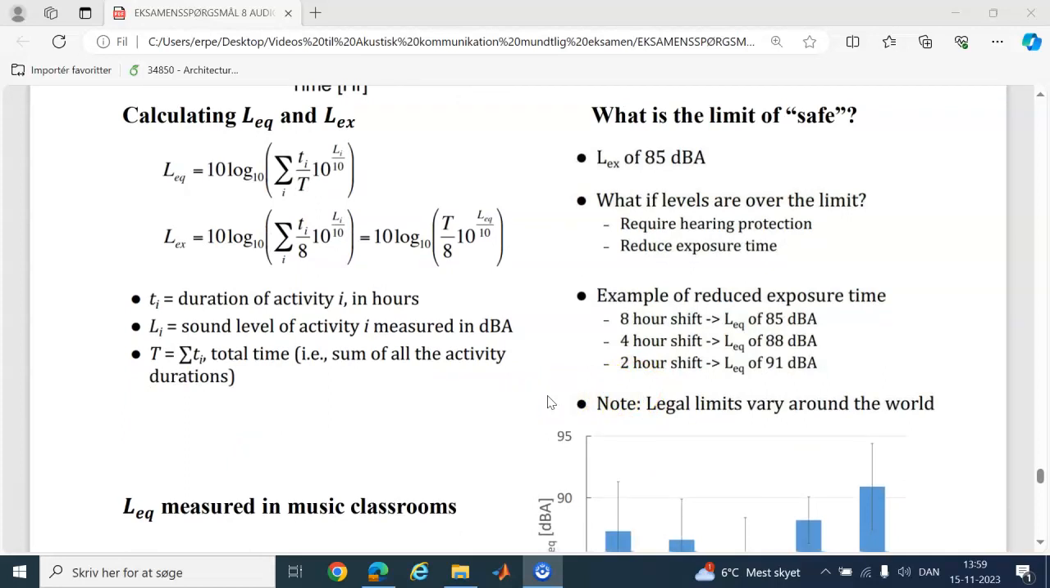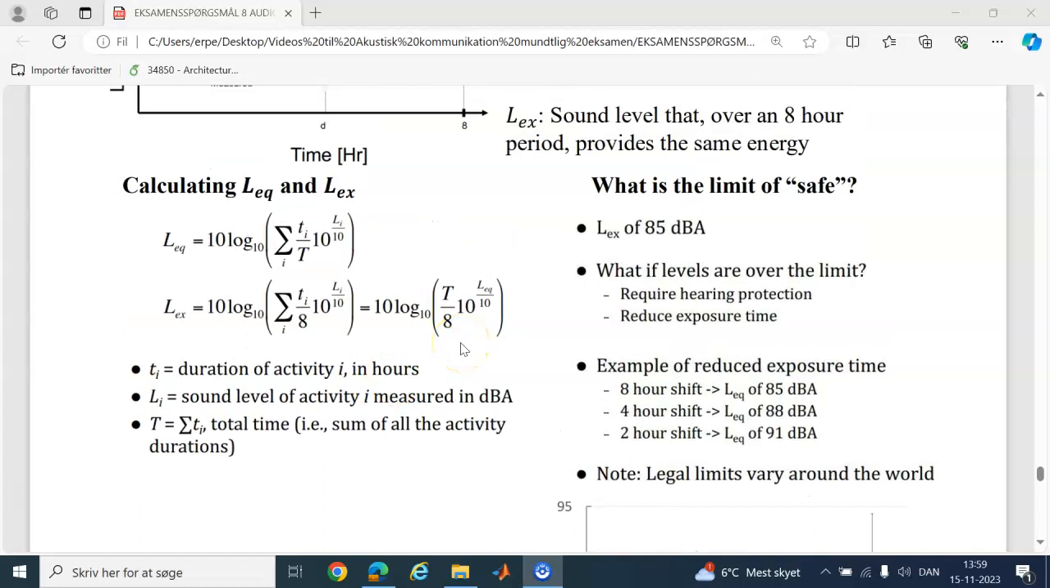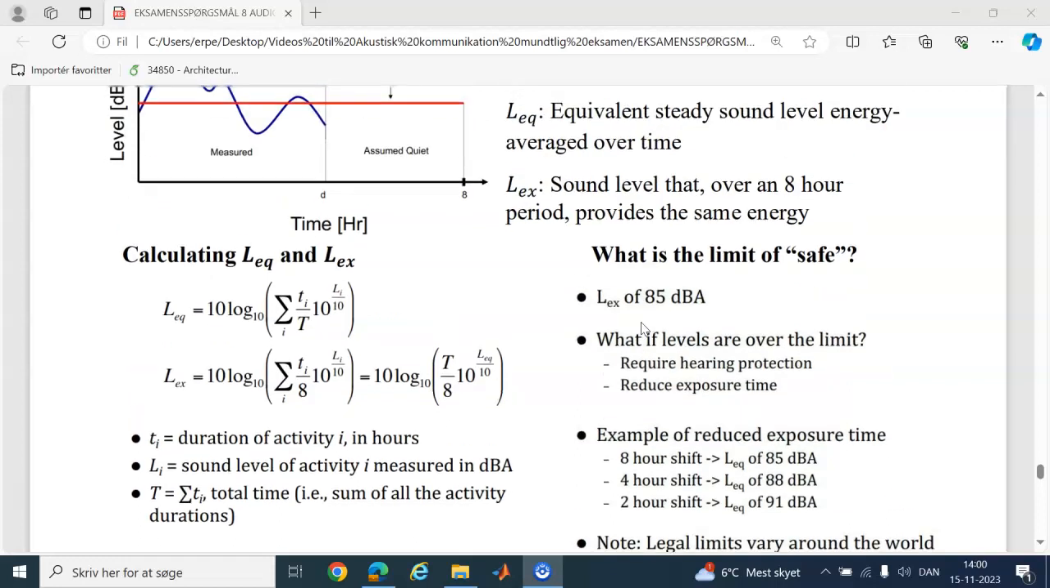Small ti is the duration of activity i, in hours. Li is the sound level of the activity, measured in dBA. Big T is the summation of ti, the total time, the sum of all activity durations. Okay, then LEX is 85 dB. Example of reduced exposure, 8-hour shift. Then the LEQ is the same as LEX, that would say 85 dB.